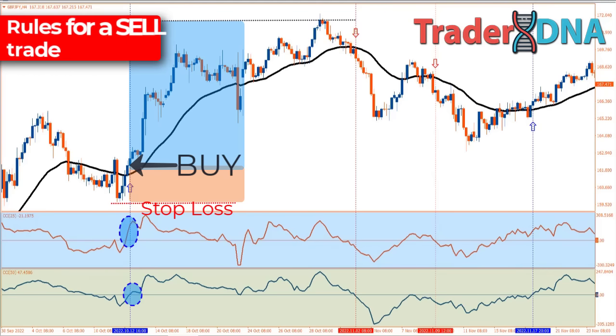Bearish trade scenario. When seeking to open sell positions, observe indicator readings as follows. First, the 50-bar CCI crosses below the zero line. Second, the 25-bar CCI should also be below the zero line. Third, the price should close below the 34-period exponential moving average.